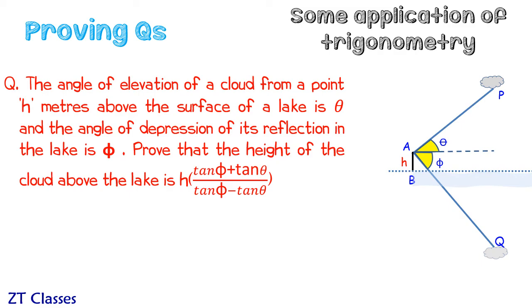For that we'll join the cloud and its reflection, and this line is perpendicular to the line of sight, and you have to find the height of the cloud. Here the height of the cloud is PN. Let's take it as x, and by the property of reflection NQ will also be x. So we have to prove that x is equal to h times (tan phi plus tan theta) upon (tan phi minus tan theta). Let's see the solution.